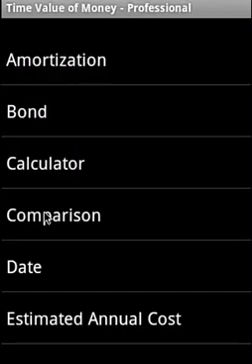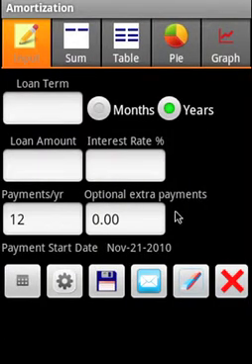In amortization, it basically amortizes a loan over a certain period of time. You can save the results, you can also email the results, and you can see nice charts and graphs.